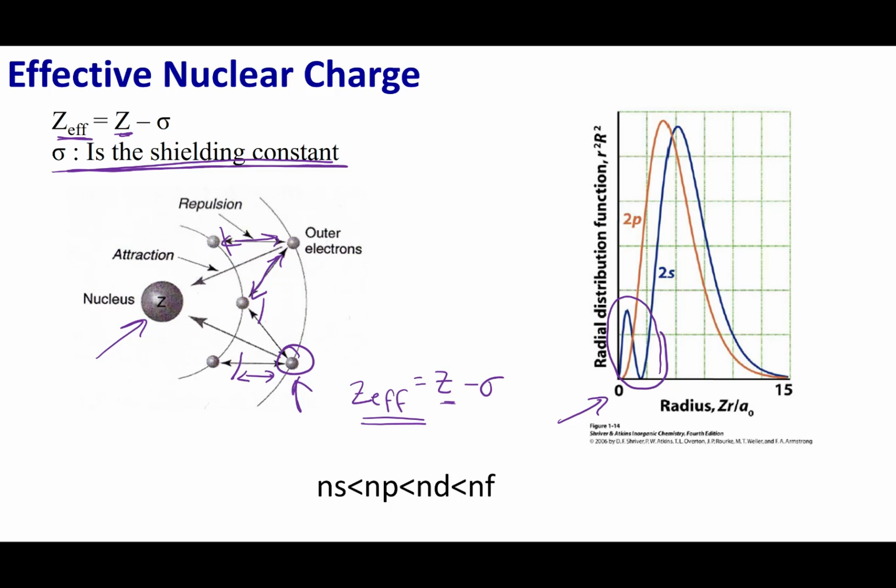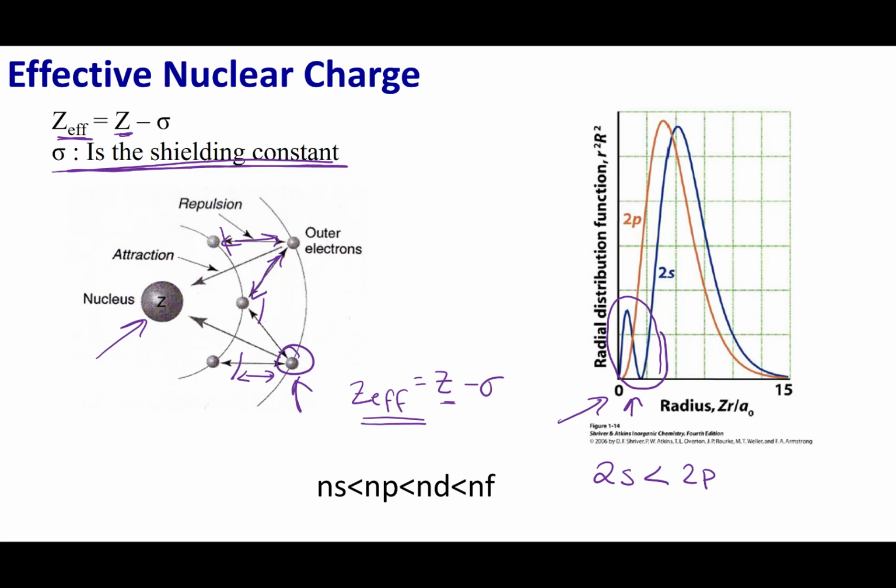That means there's a good probability of the 2s electrons getting really close to the nucleus, meaning it can shield the 2p electrons. Now the 1s is going to shield both the 2p and the 2s, but because of this probability for the 2s to get really close, we say it can penetrate. So in general, the 2s orbital is going to be lower in energy than the 2p orbital because it approaches the nucleus more and is shielded less.